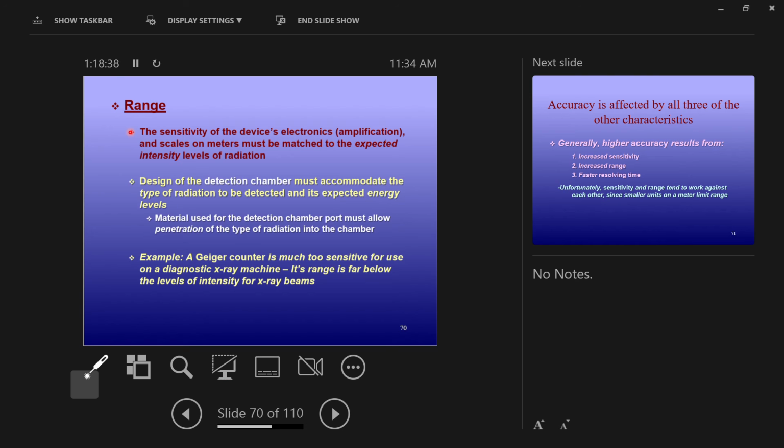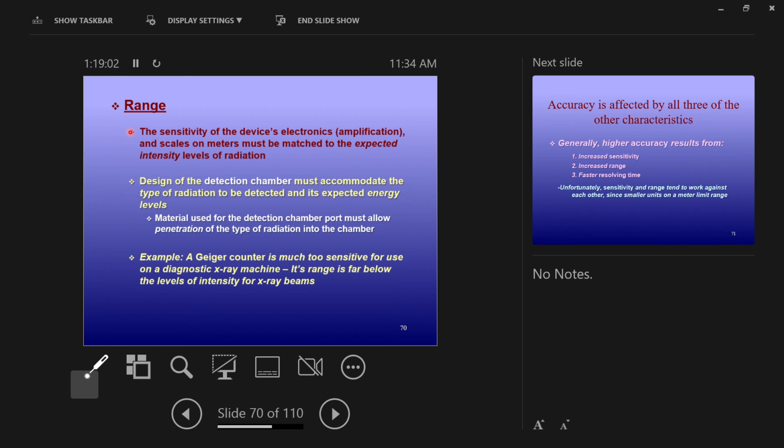I guess the best way to start is by talking about electromagnetic radiation wavelength. Let's say I wanted to detect X-rays. A Geiger counter cannot detect X-rays, because it's designed to detect lower energy levels. So it's the expected energy level of the radiation that you're dealing with.